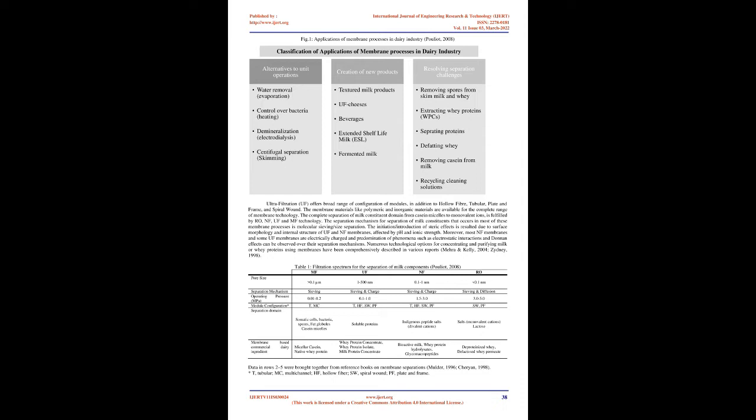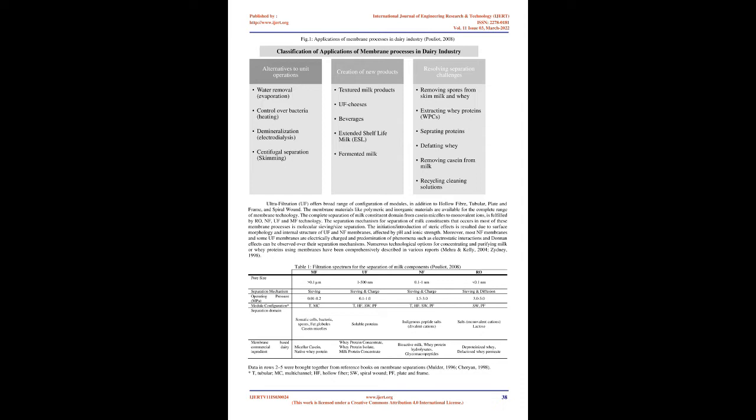This high operating pressure can be attributed to the membrane porosity and small pore sizes, where to allow permeation of feed, applied pressures must be higher than the osmotic pressure of the feed. Classification of applications of membrane processes in the dairy industry. Ultrafiltration, UF, offers a broad range of module configurations, in addition to hollow fiber, tubular, plate and frame, and spiral wound. The membrane materials like polymeric and inorganic materials are available for the complete range of membrane technology.